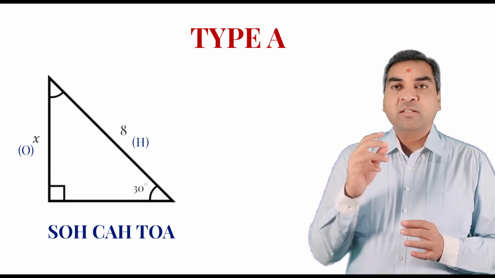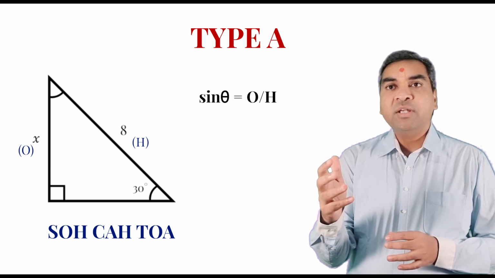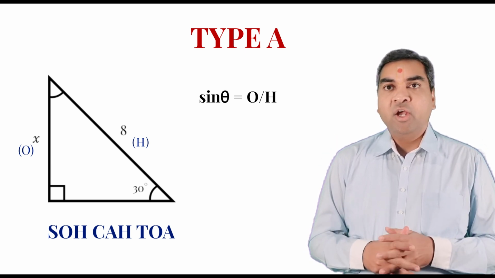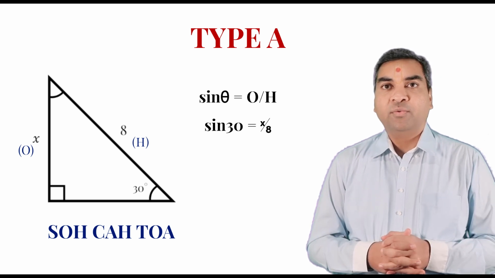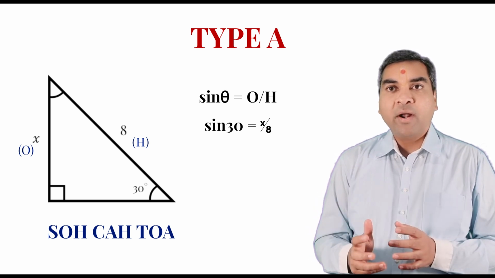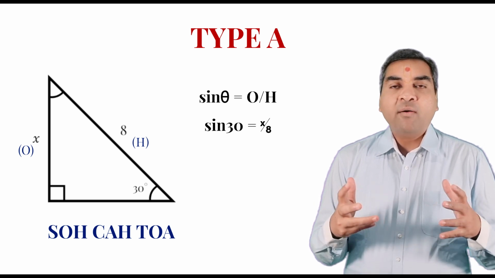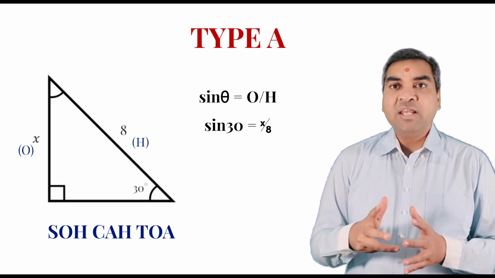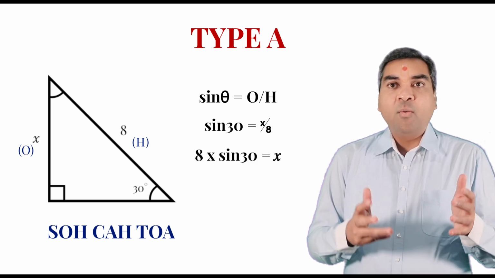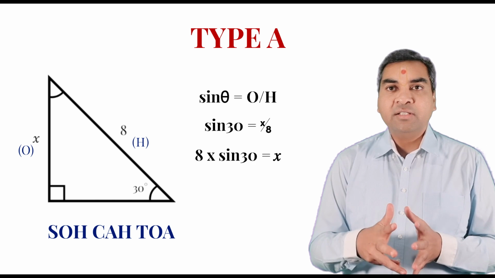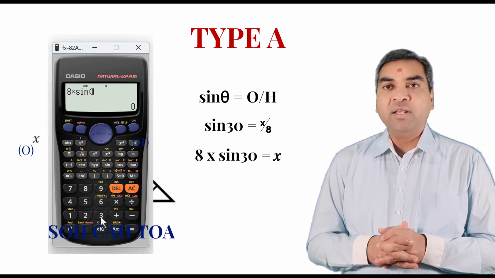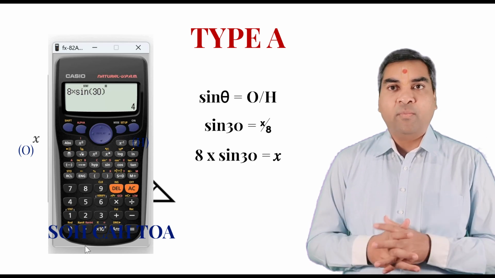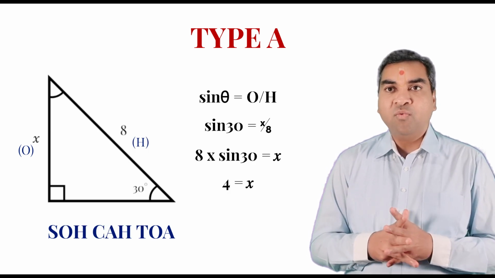Soh is sin theta equal to opposite over hypotenuse. My theta is 30 degrees, so sin 30 equal to x over 8. Now I want to find my x, so I'll do a little bit of algebra. So x equal to 8 multiplied by sin 30. When you put that in a calculator, 8 multiplied by sin 30, you'll get 4. So my x equal to 4.